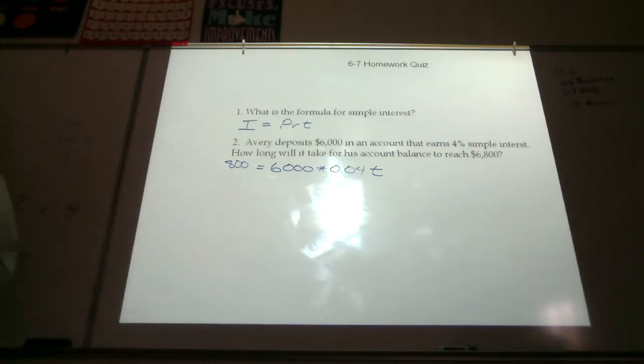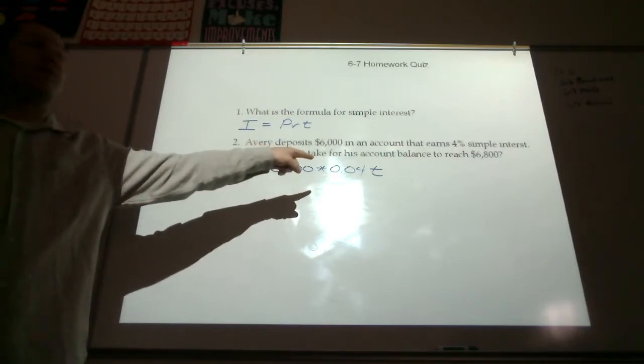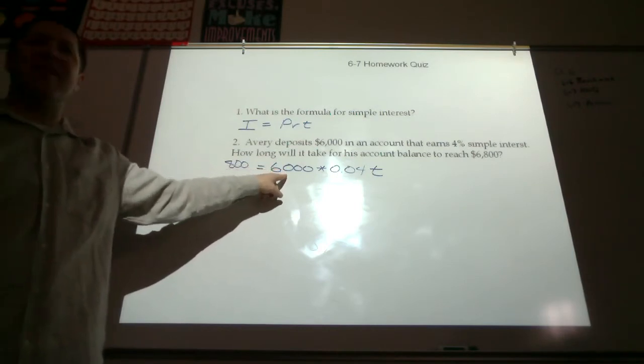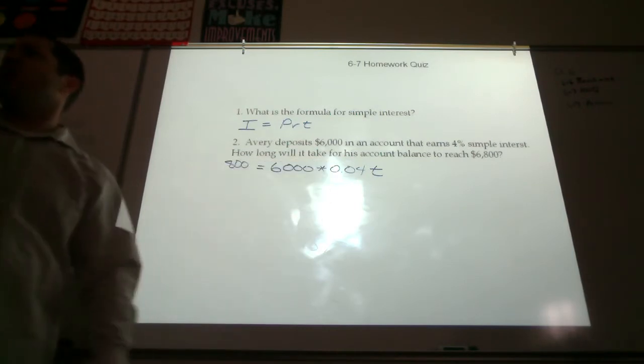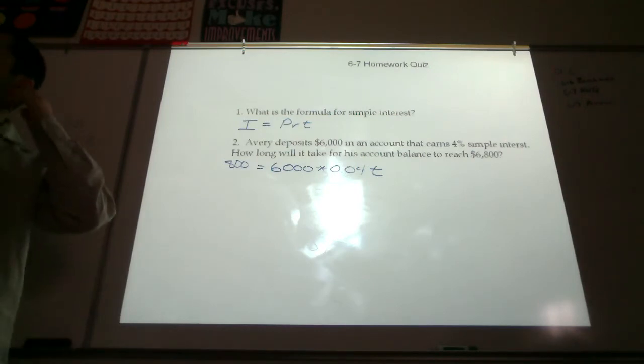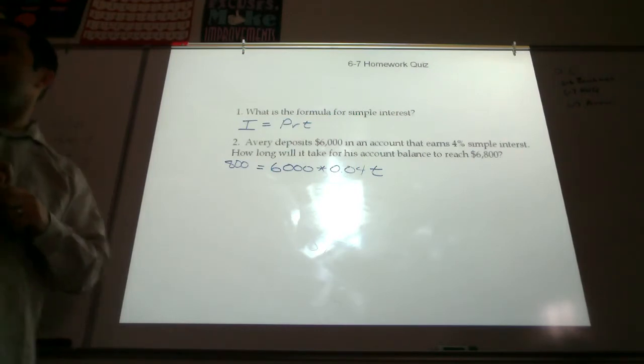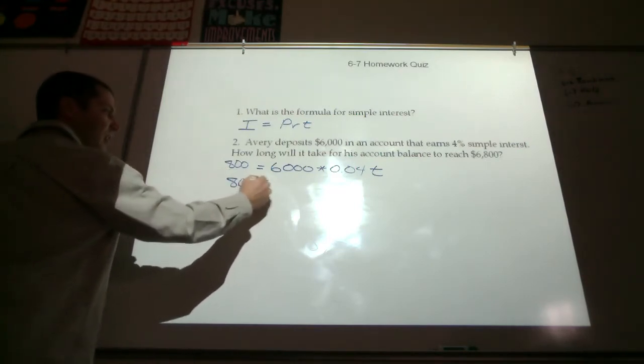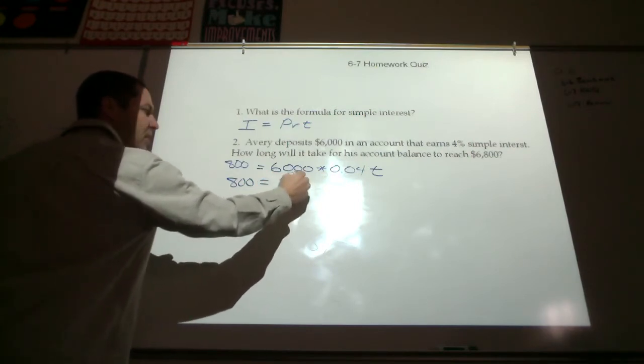Here's one thing that you have to know for this problem. The commutative rule of multiplication. You ready for it? You can multiply in any order. Doesn't matter. You can multiply in any order that you want. So we can go 6,000 times 0.04 times t. What's 6,000 times 0.04, 4%? 240. Okay? So right now our equation will say 800 is equal to 240 times our time.